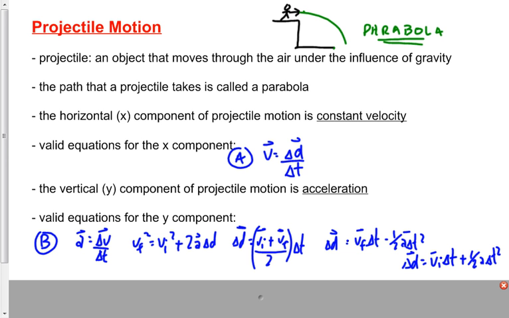Now, which one are we going to use most often? Which one seems to be the most useful to me? This one. So I want you to always start with this one. X component, use v = d/t. Y component, let's use d = vi·t + ½at². Not because it's the only one we're allowed to use, but because it's the one that works the most often.